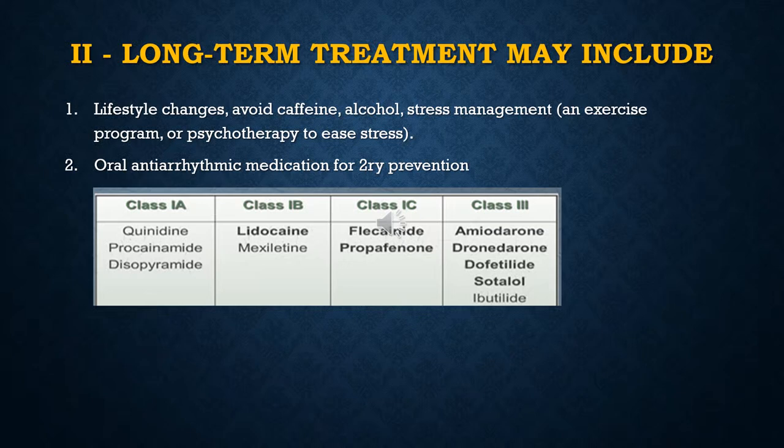Class 1 with its sub-branches, class 1A, class 1B, and class 1C. And all the class 3 can be used in long-term treatment of VTAC. Class 1A like quinidine, procainamide, disopyramide. Class 1B like lidocaine, mexiletine. Class 1C like propafenone. Class 3 like amiodarone.